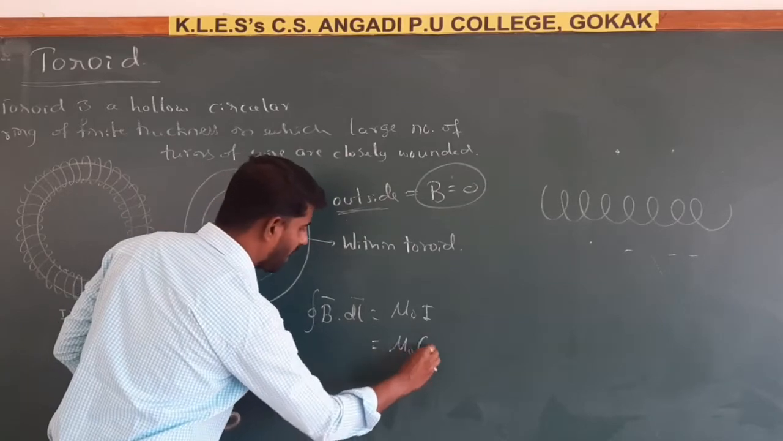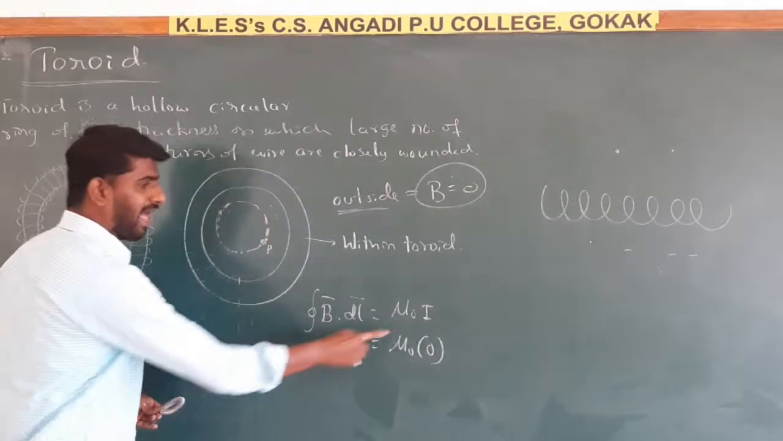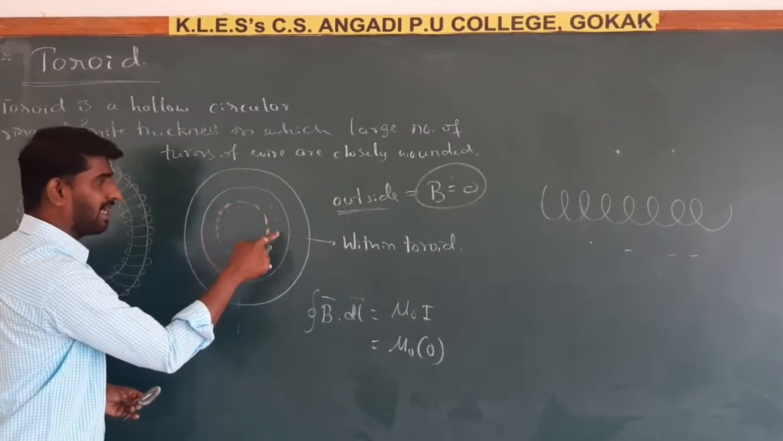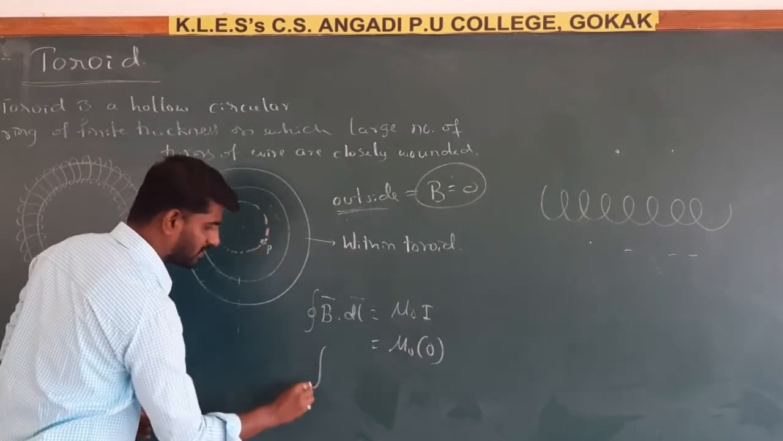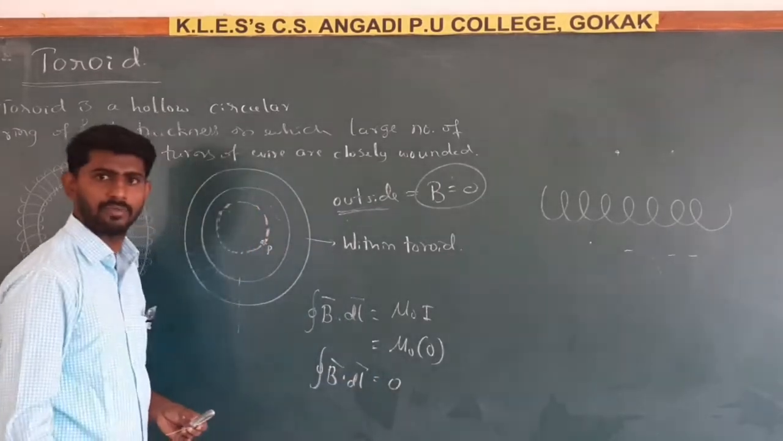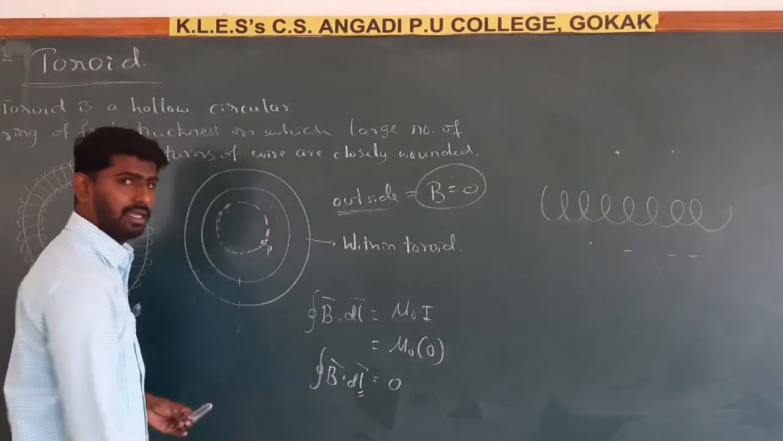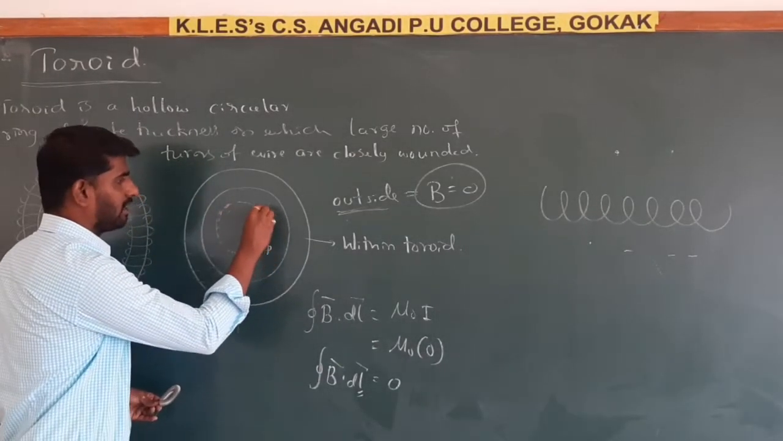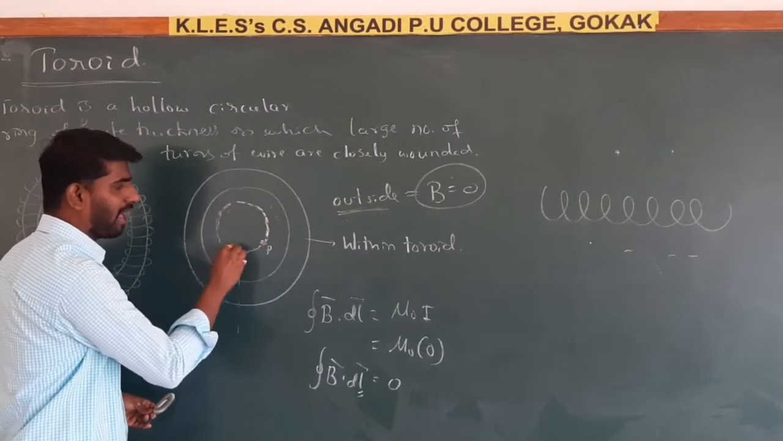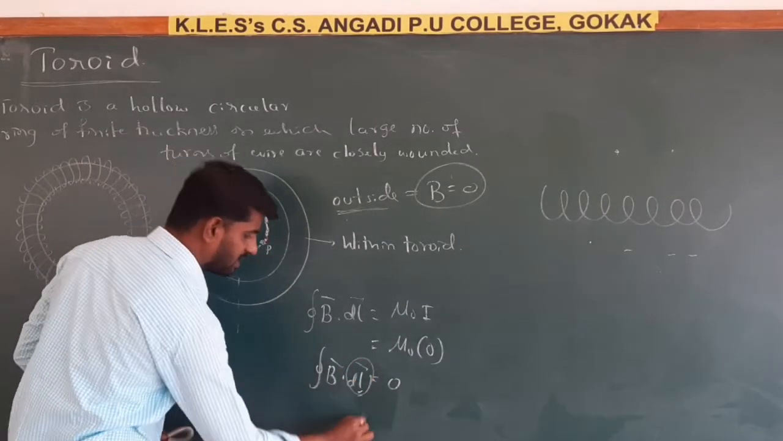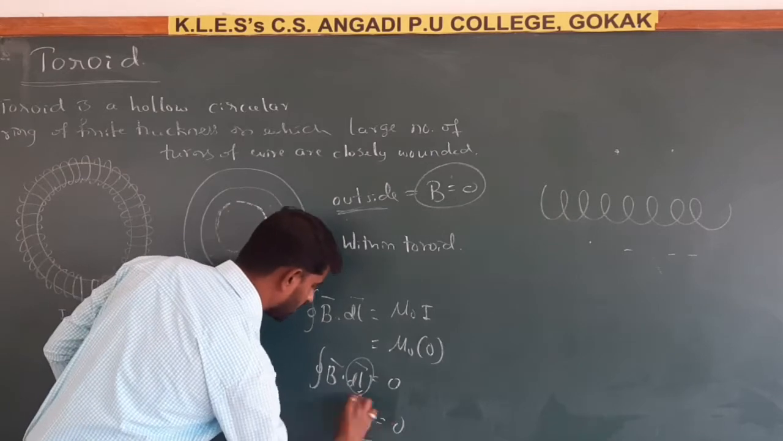Mu naught into I, what is the value? It is 0. What is I? I is the current enclosed by this loop. The current enclosed by this inside loop is 0. So that's why the integration of B dot dl is equal to 0. The integration of dl will not be 0, because the Amperian loop is the sum of the elements of the Amperian loop, and it will have some value. So if this is 0, then B is equal to 0.